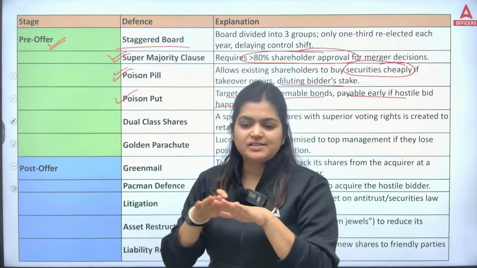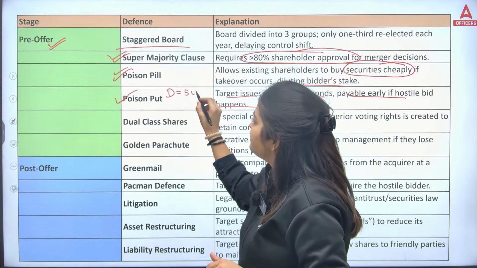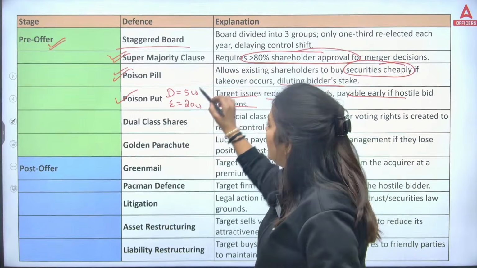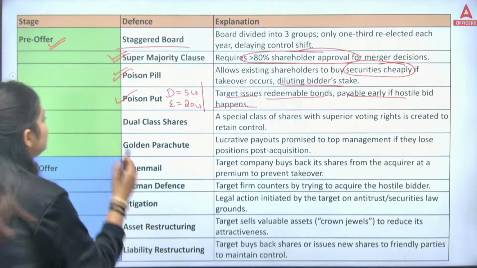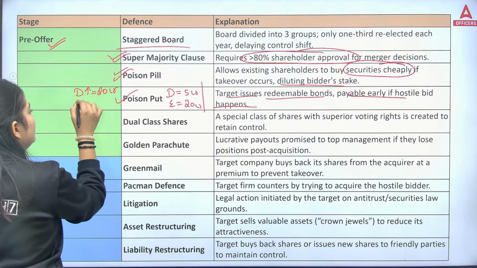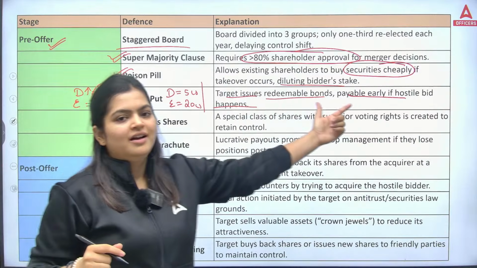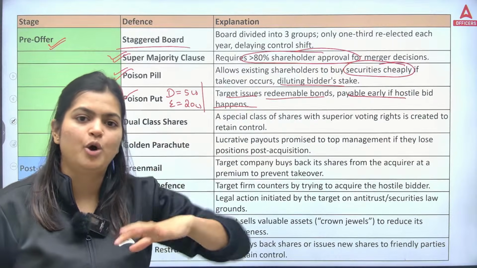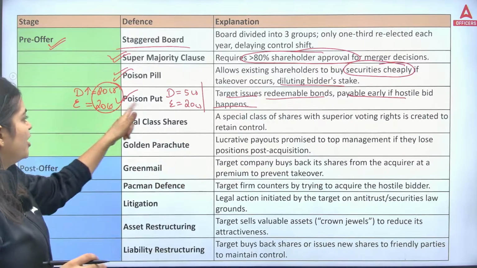Let's say earlier your debt value is equal to 5 crores. Equity is equal to 20 crores. This is the current scenario. After knowing that someone is going to do a hostile takeover, what are you doing? Now you are increasing your debt. Let's say debt is increased up to 20 crores. Equity will remain the same, that is 20 crores. Now you can say this company is having a high amount of debt, and as debt increases, borrowing increases, that becomes less attractive. That is what poison put.